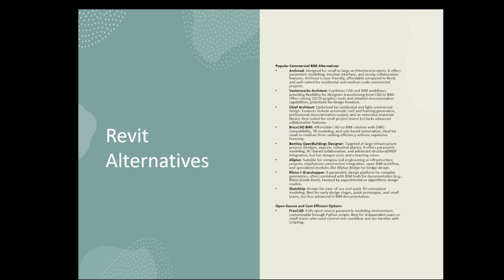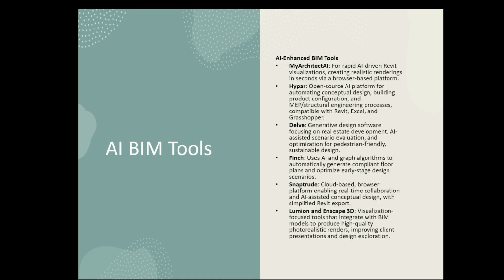So actually, there are some other Revit alternatives, like ArchiCAD, Vectorworks Architect, Chief Architect, BricsCAD, and also some open source ones like FreeCAD, and then BIM tools like My Architects, AI, Hyper, Devlu, Finch. All these things we will try to use in our projects. But in summary, it depends on your workflow, team size, design complexity and budget. Alternatives like ArchiCAD, Vectorworks, BricsCAD, BIM, or anything can be used.